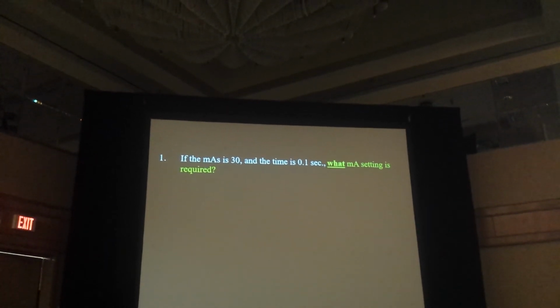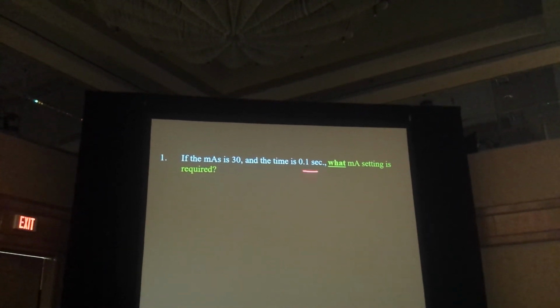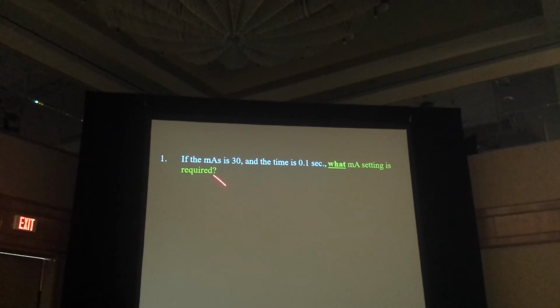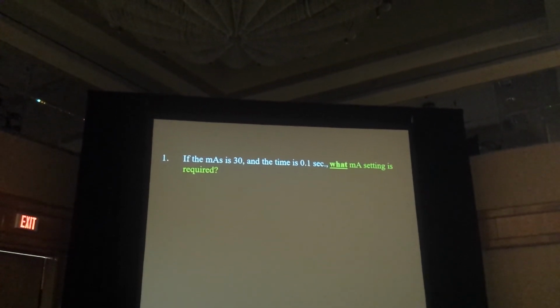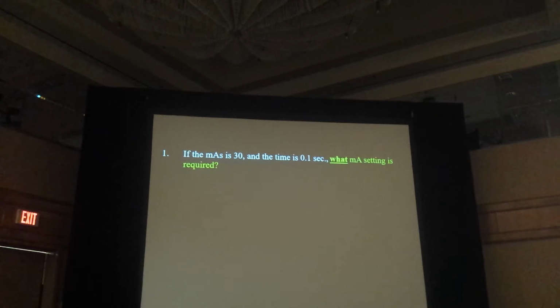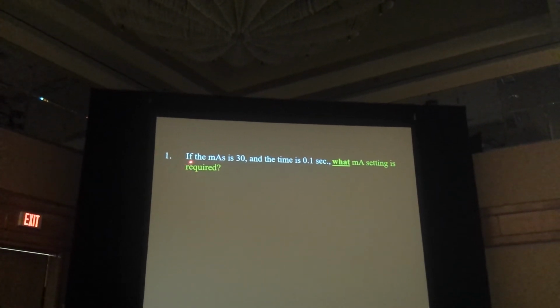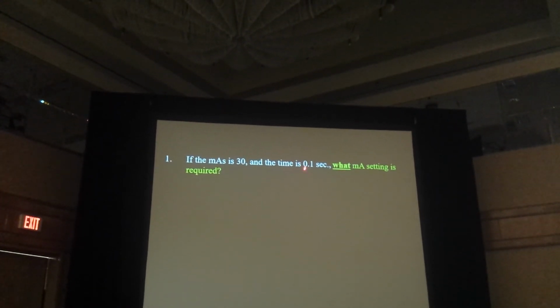So here's an example. You scan through and there's the word what. What mA setting is required? Okay, you already know what you're solving for before you even read the entire question. Highlight that phrase and then you go back. If the mass is 30 and the time is 0.1 second, what mA setting is required?